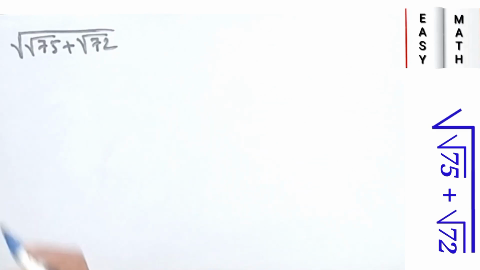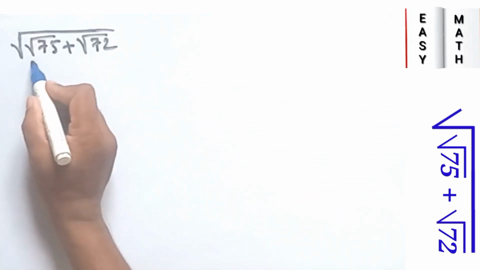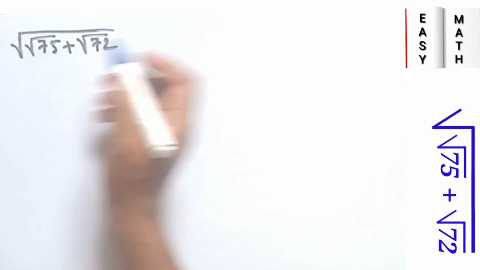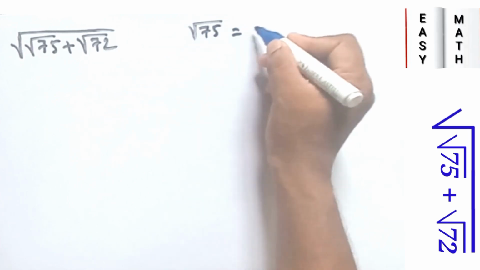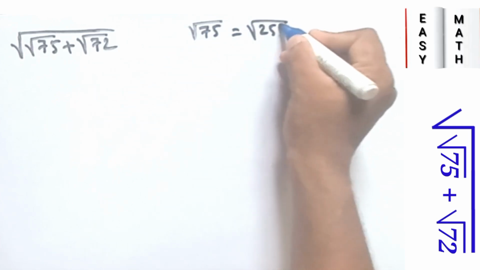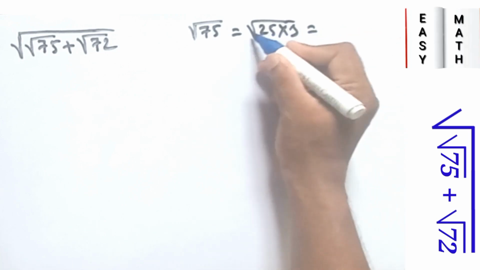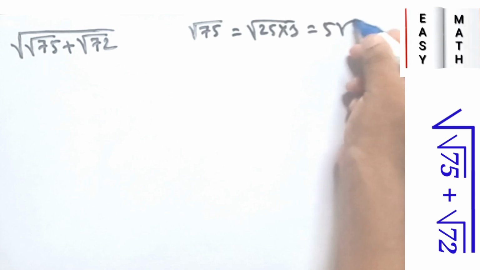Find out the value of this. How? Root 75: we can write root 25 times 3, and root 25 is 5, so root 75 is 5 root 3.